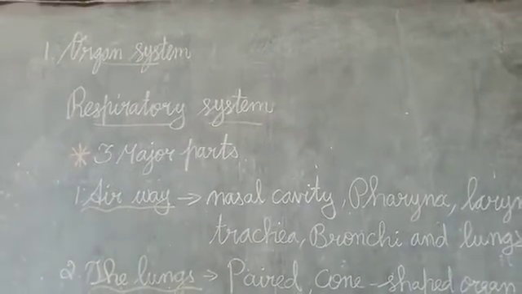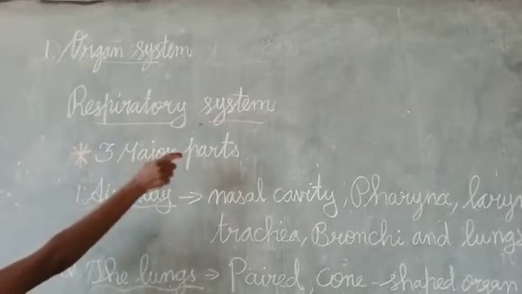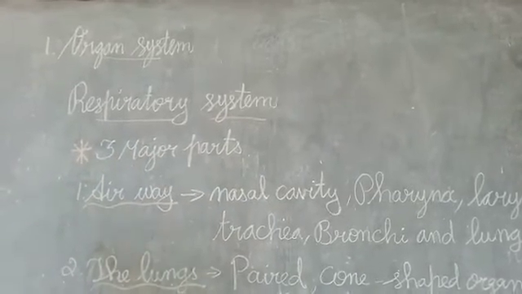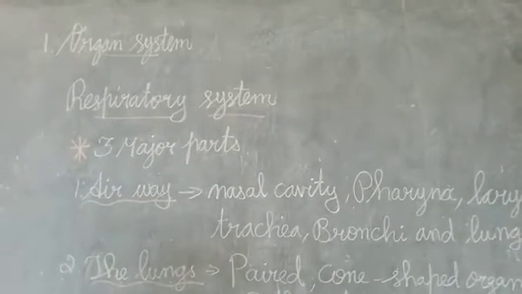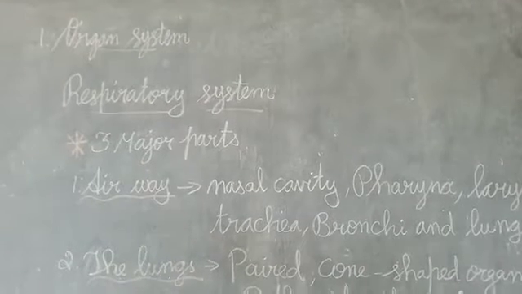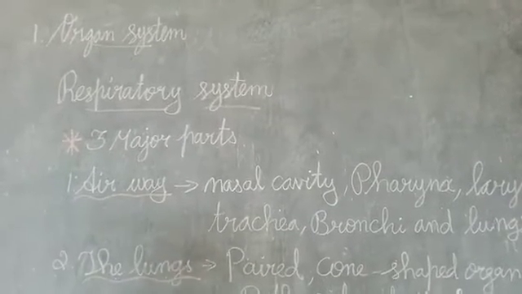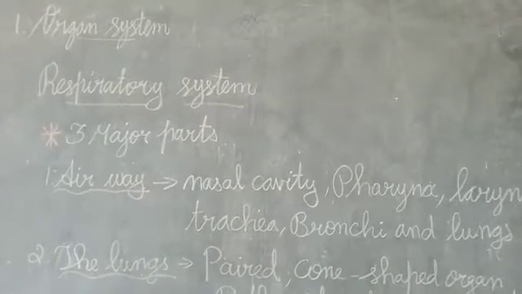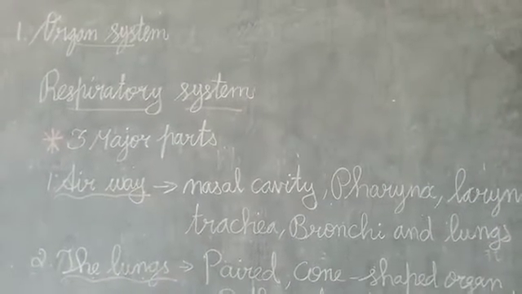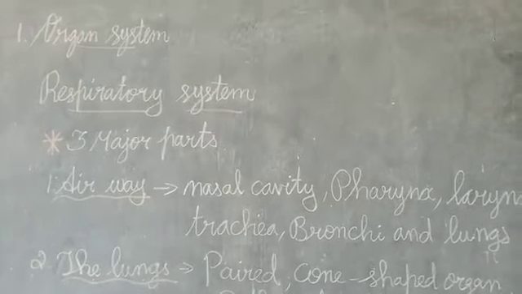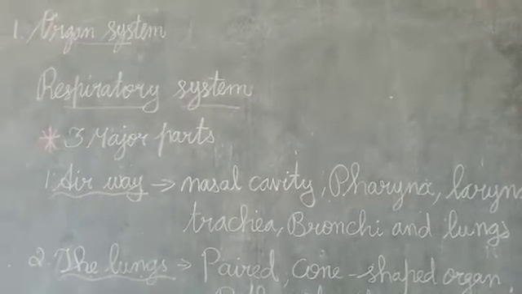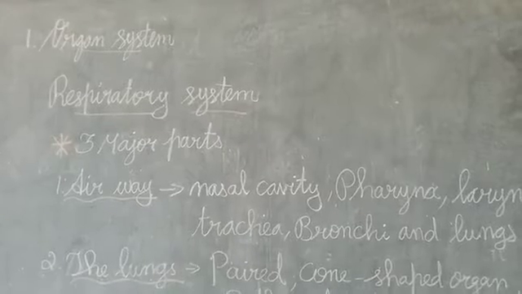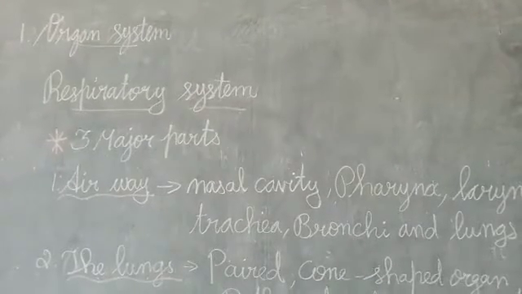So today we see about the respiratory system. The organ lungs helps with respiration. That means during respiration we inhale oxygen and exhale carbon dioxide. The lungs provide oxygen to the tissues of the body and remove carbon dioxide from the tissues.